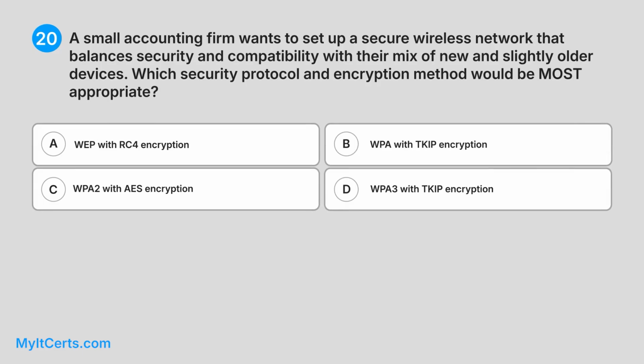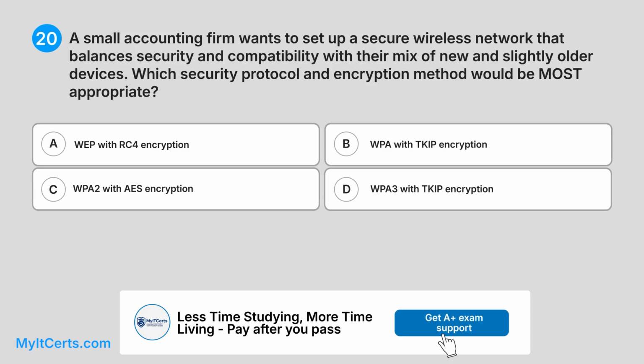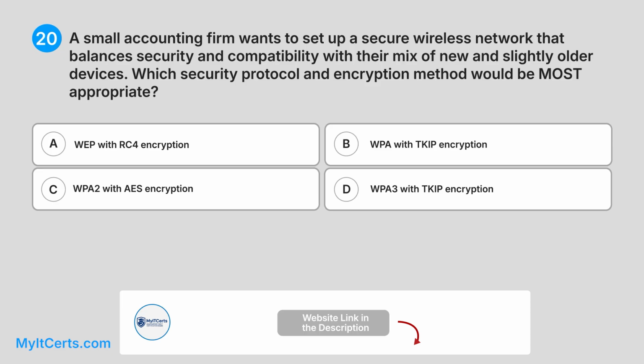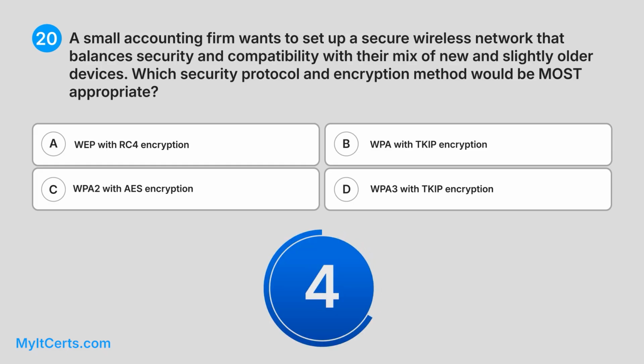A small accounting firm wants to set up a secure wireless network that balances security and compatibility with their mix of new and slightly older devices. Which security protocol and encryption method would be most appropriate? A. WEP with RC4 encryption. B. WPA with TKIP encryption. C. WPA2 with AES encryption. D. WPA3 with TKIP encryption. Do you know the answer?